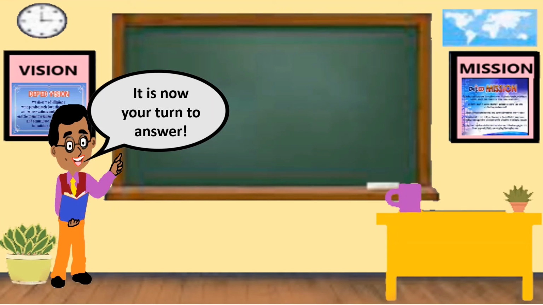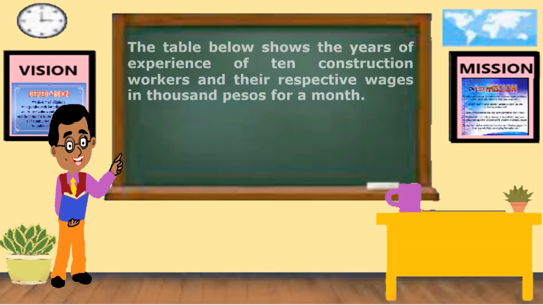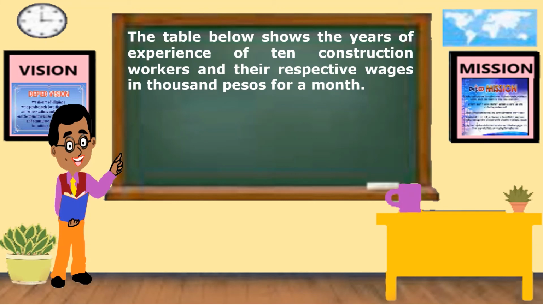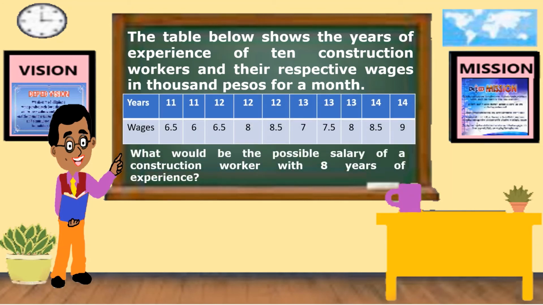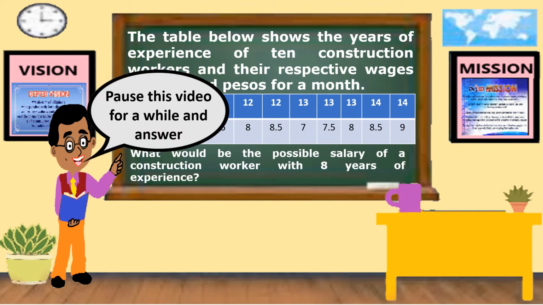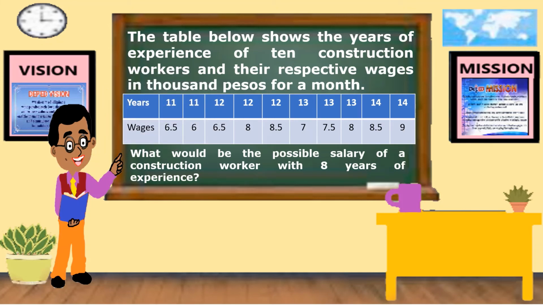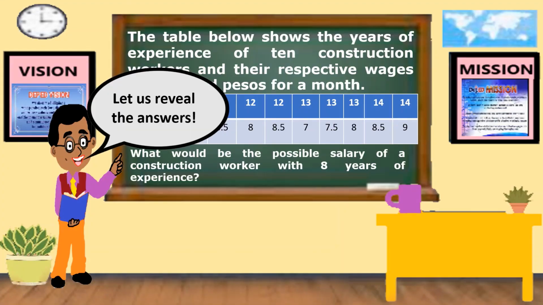It is now your turn to answer. The table below shows the years of experience of 10 construction workers and the respective wages in 1,000 pesos per month. What would be the possible salary of a construction worker with 8 years of experience? Pause this video for a while and answer. A few moments later. Let us reveal the answers.